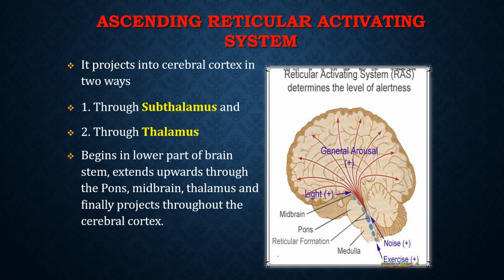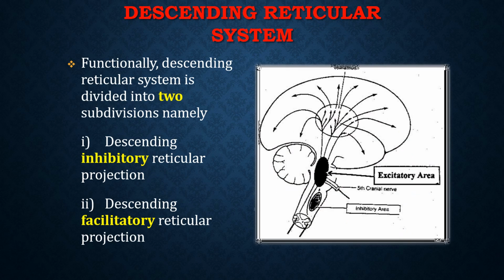And next, if we see in detail the ascending reticular activating system, it projects into the cerebral cortex in 2 ways, through the subthalamus and then through the thalamus. It begins in the lower part of the brainstem and extends upwards through the pons, midbrain, thalamus, and finally projects throughout the cerebral cortex. The descending reticular system is divided into 2 subdivisions, namely descending inhibitory and descending facilitatory reticular projections.